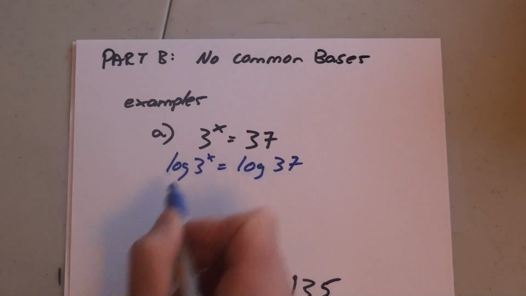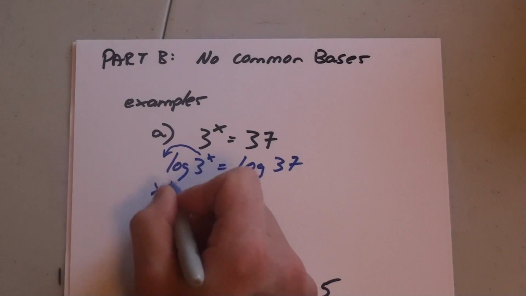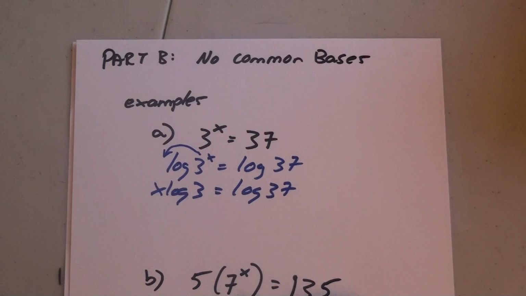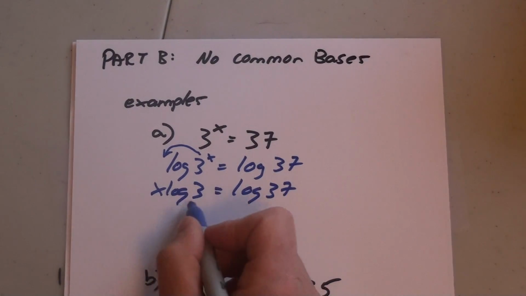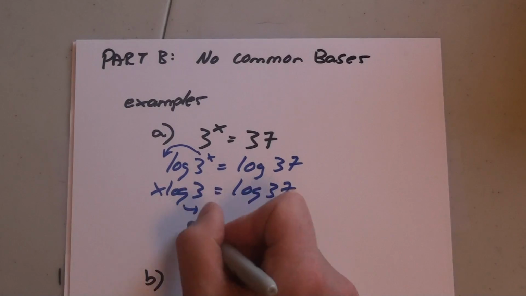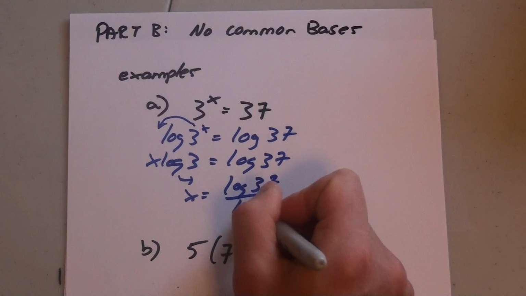Now one of the logarithm rules is that when you have an exponent you can bring it down in front. So I'm going to have x log 3 equals log 37. Then I'm going to treat this log 3 as just a number. I'm going to divide it over to the other side, no different than you did before, to get x by itself. So x equals log 37 divided by log 3.